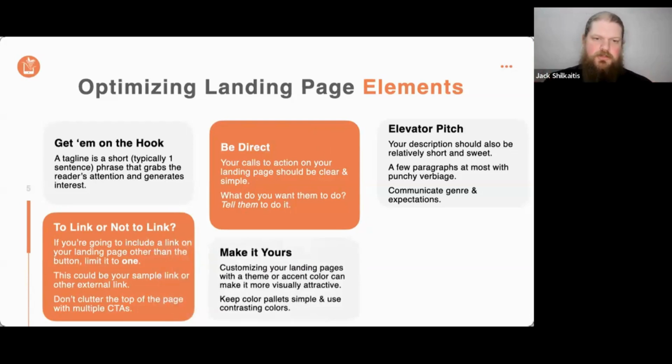You make the page yours by customizing the theme and the accent color, making it visually attractive. I recommend that you keep your color palettes simple. I have a tool for this. I didn't make it, Canva has a tool for this, where you can upload a book cover. I've showed this before, some of you are familiar with it. But if you're not, you can upload a book cover and it will generate a color palette from the colors in your book cover. That's actually what I did to create that landing page I showed previously. And I think it's pretty effective if you're having trouble coming up with colors, right?